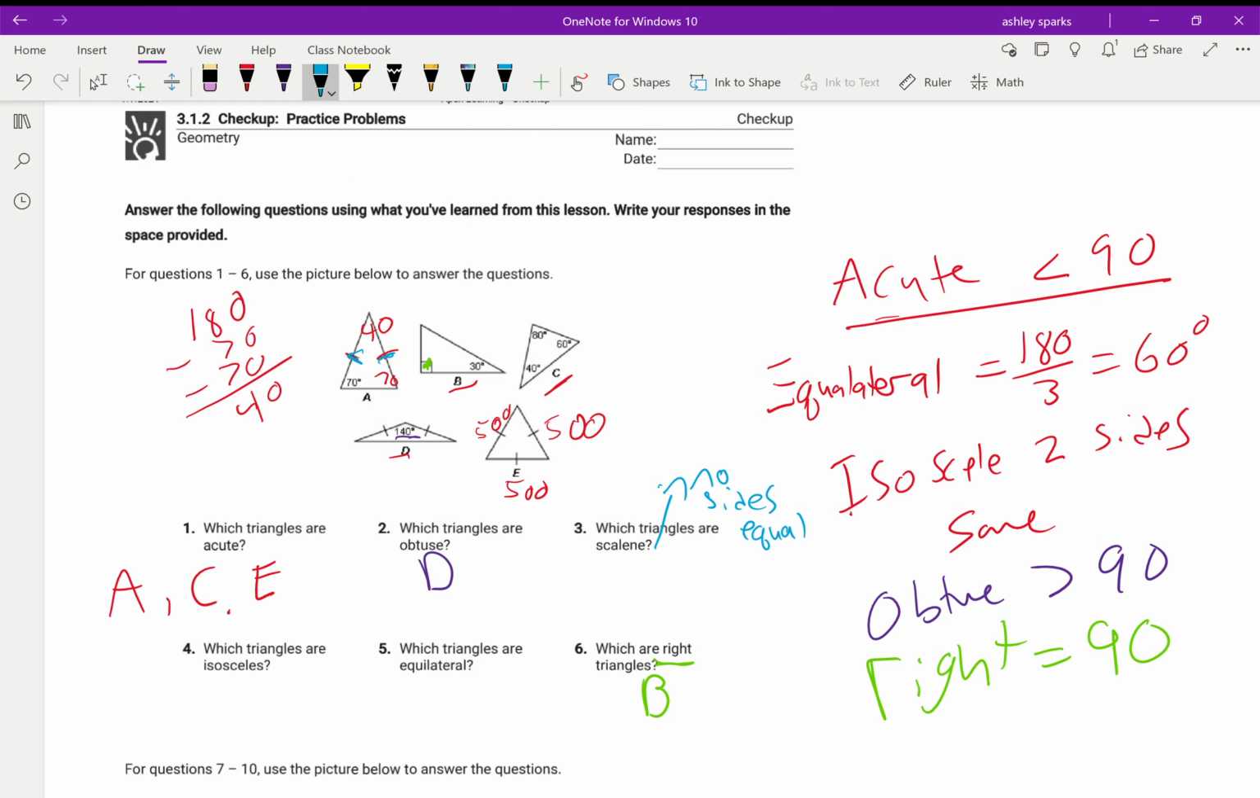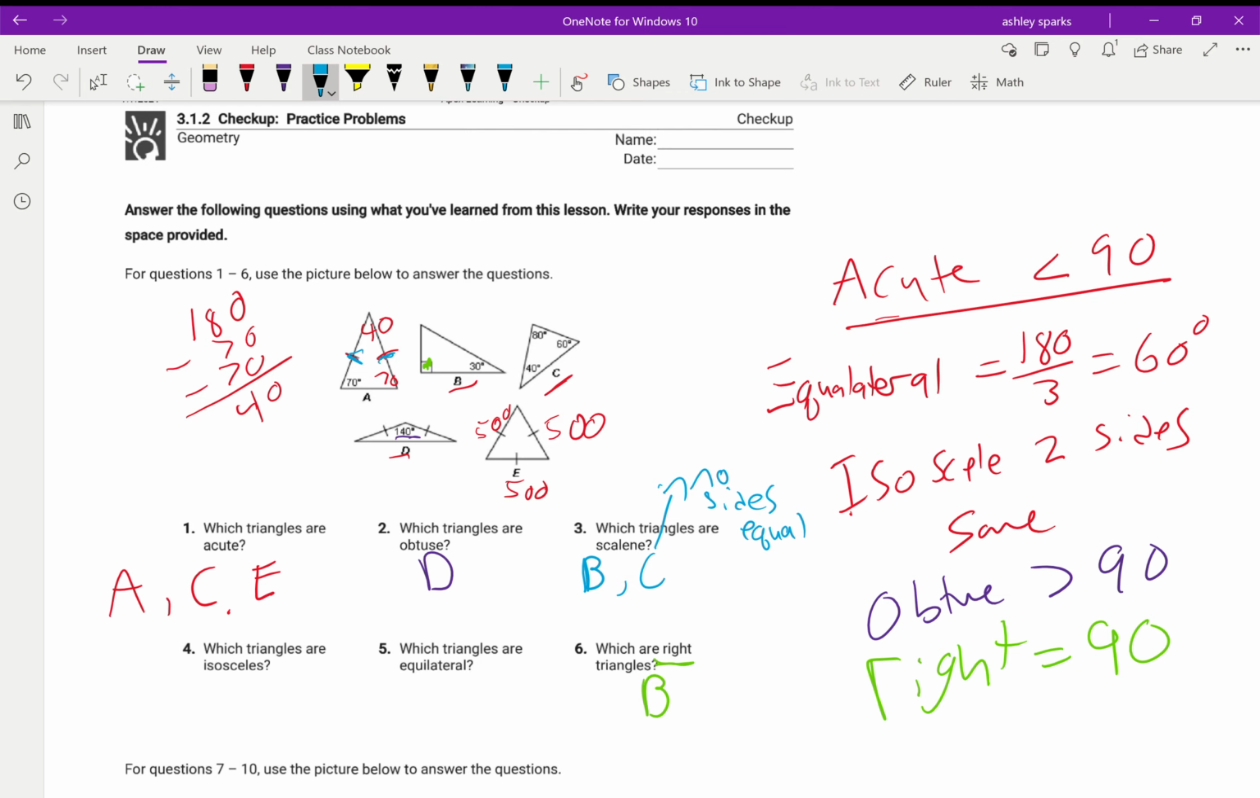For B here, I see that none of my sides have any markings on them. With no markings on them, all of my sides are different lengths. Therefore, it is scalene because they are all different. Another way you can check is if all the angles are different. 40, 60, and 80 are all different numbers. Therefore, C would have all different sides.